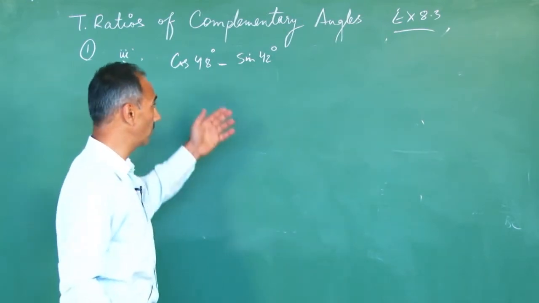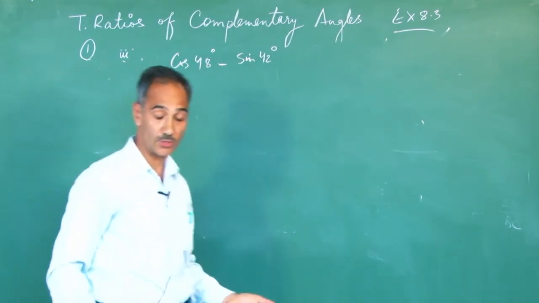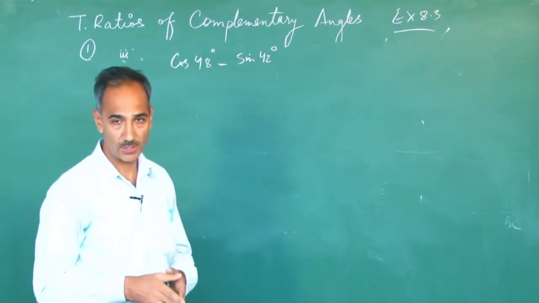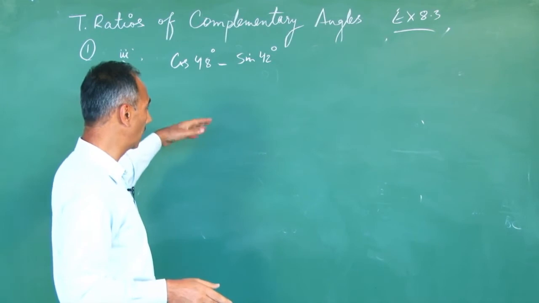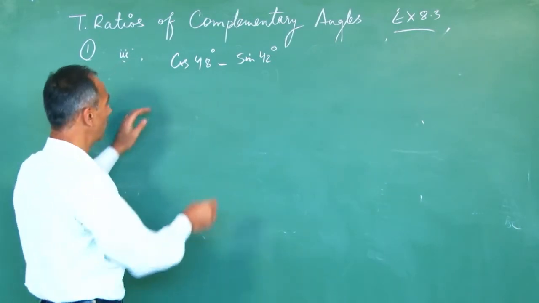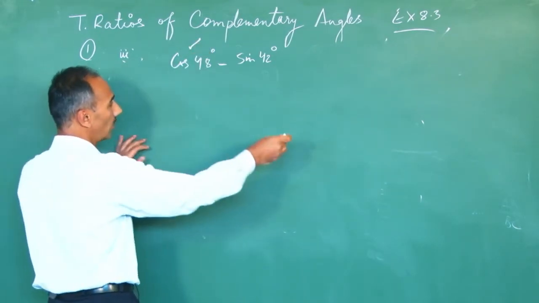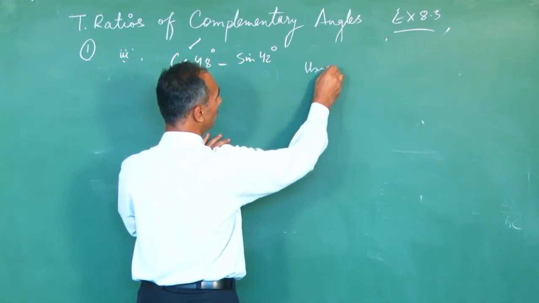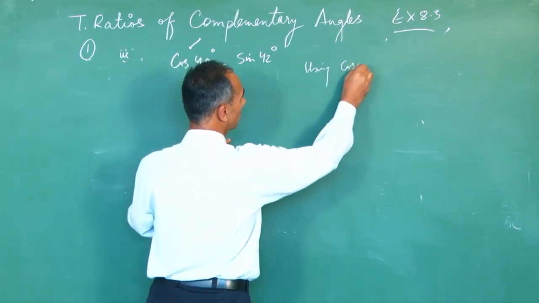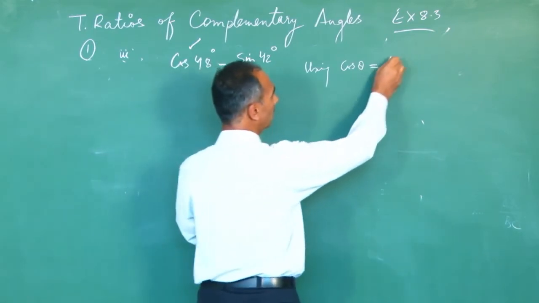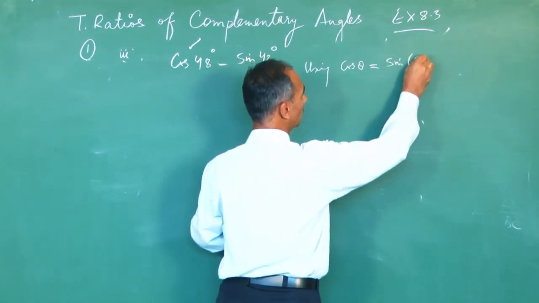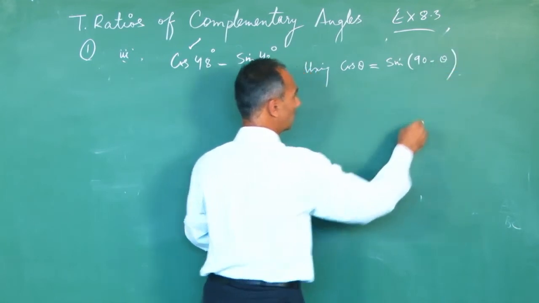Now see, two T ratios, the angles involved, 42 and 48, they are complementary. The operation is of subtraction, so you will change one of them. Let's change the first one. I will be changing this. So I'll be using the result cos of theta is sine 90 minus theta. Cos changes to sine 90 minus theta.